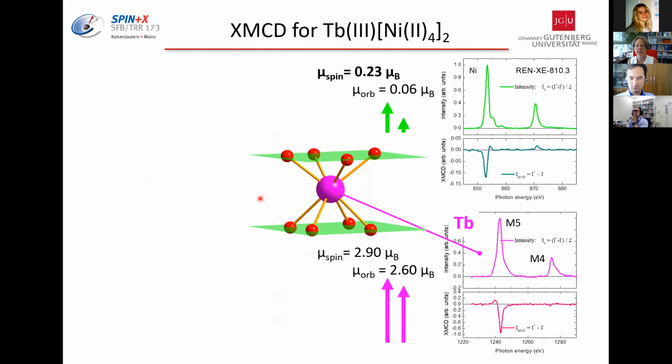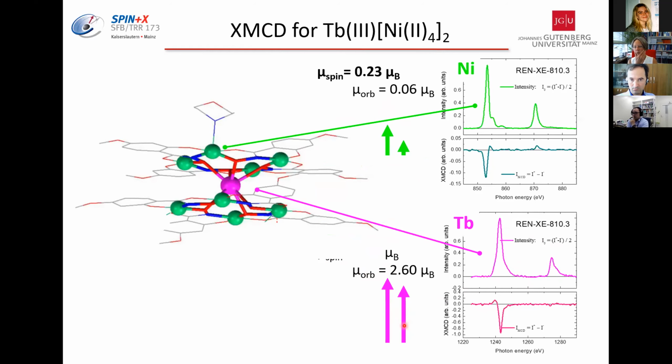So what we did is the XMCD spectrum for this terbium nickel sandwich complex. The terbium itself showed the spectrum down here, where you see the absorption from the M5 and from the M4 core level. And this is the spin and the orbital contribution. You already see that you have a very pronounced orbital contribution in this case.